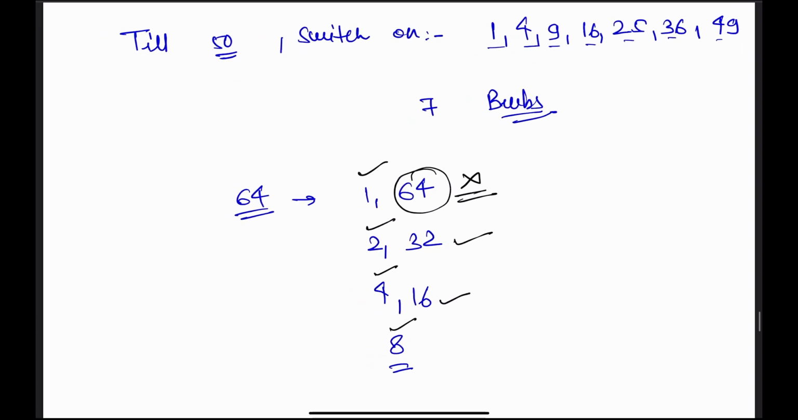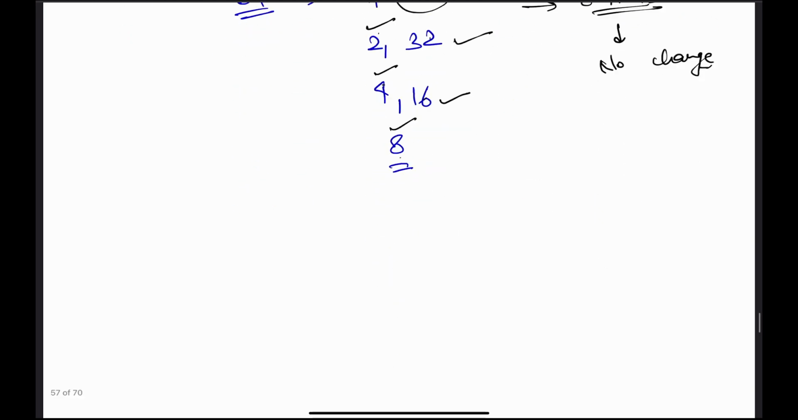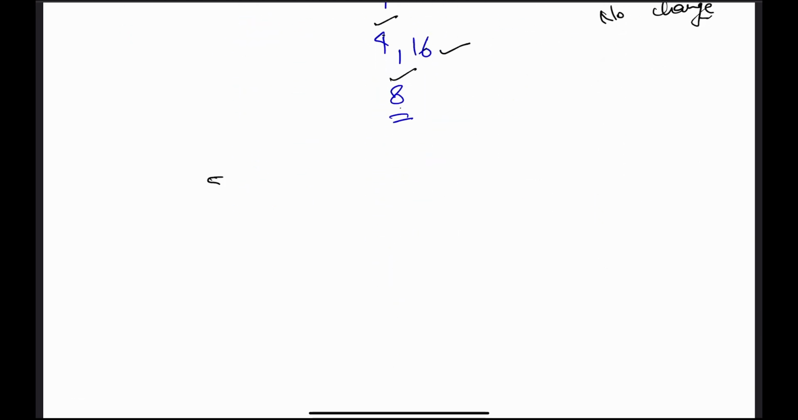So how many times has it been changed? 1, 2, 3, 4, 5, 6. So 6 times. Previously it used to be 7 times, which means the bulb state is changed, but now it's 6 times, so the bulb state has no change. And this is for 64. After all the perfect squares, let's take an example of some other number, 51.